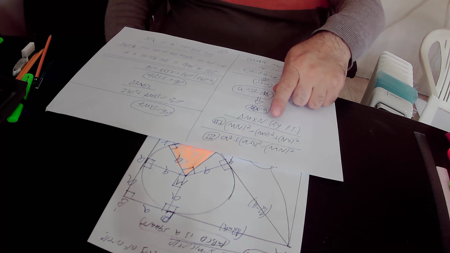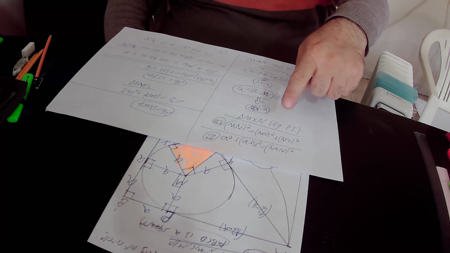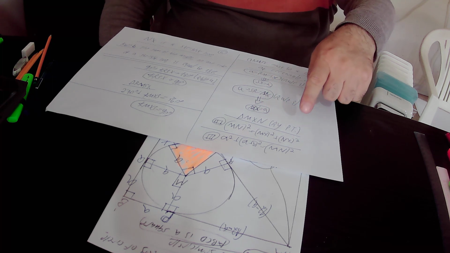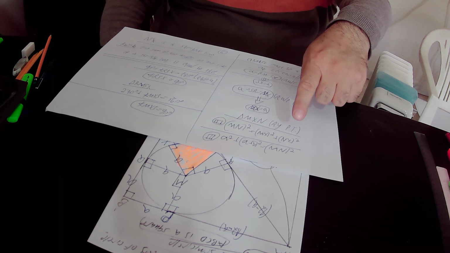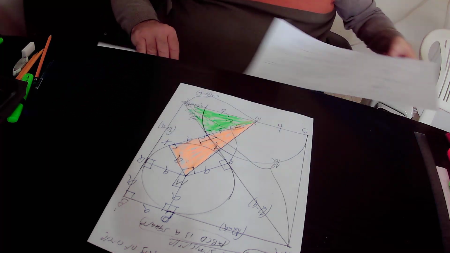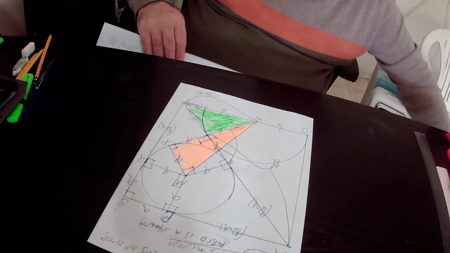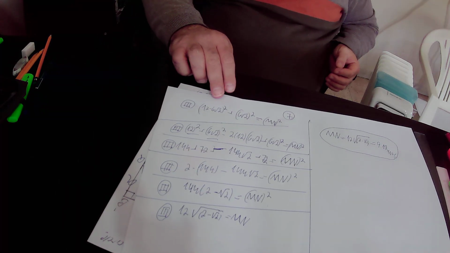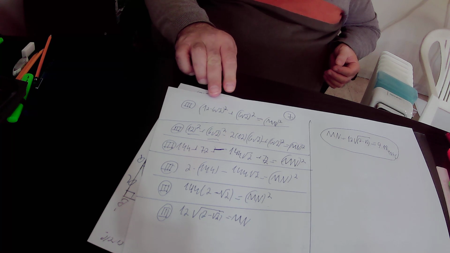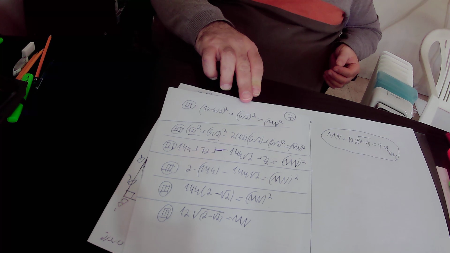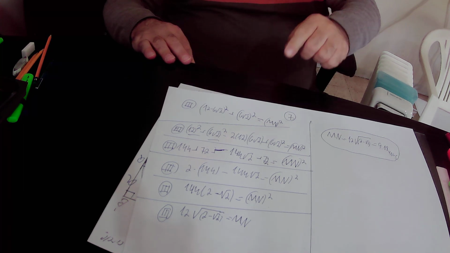Here MX is A, so MX squared is A squared. NX is A plus B, so NX squared is (A plus B) squared, and it must be equal to the square of the hypotenuse, that is MN squared. We have already found out that A equals 12 minus 6 times square root of 2, so A squared is (12 minus 6 times square root of 2) squared. A plus B is 6 times square root of 2, so (A plus B) squared will be equal to (6 times square root of 2) squared, and it equals MN squared.